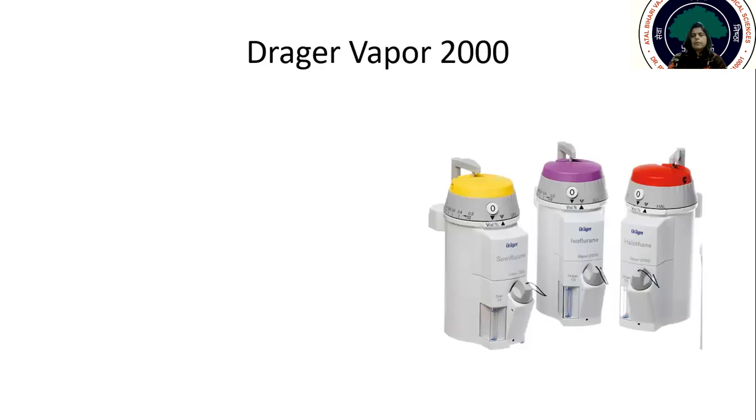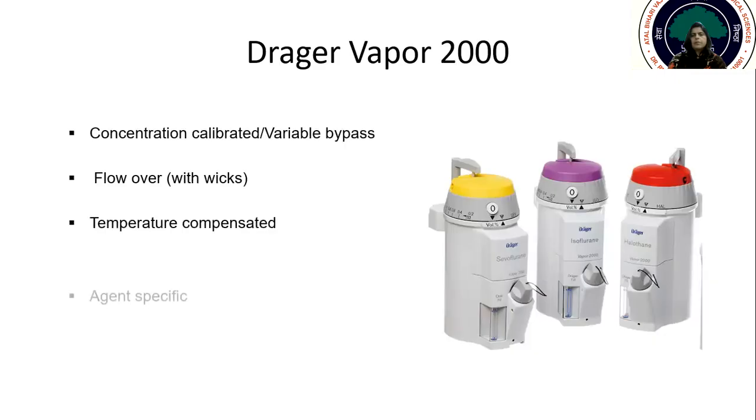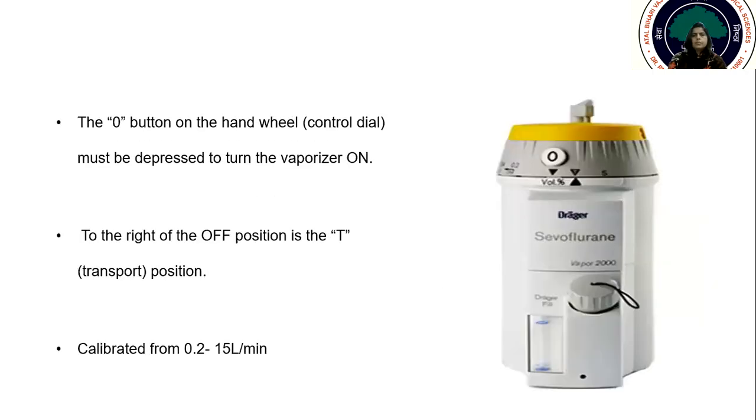Now coming to the Tec vaporizer. These are concentration calibrated variable bypass type of vaporizers. The method of vaporization is flow over with wicks, and these are temperature compensated with metal rods, are agent specific, and plenum type of vaporizer that can be used only outside the circuit. So externally you can see there's a zero button or O button here, which has to be compressed on the control dial to turn the vaporizer on.